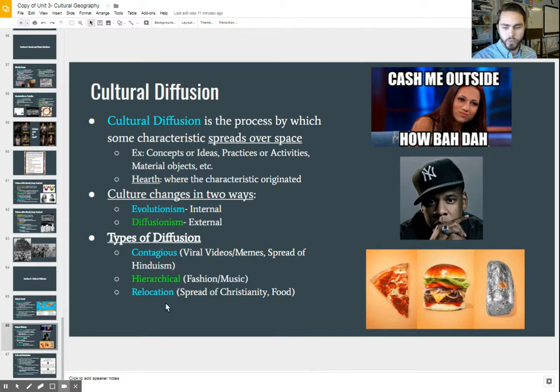And these different cultural traits can be spread in multiple ways, not just one. So these are just some of the ideas in which we look at it.